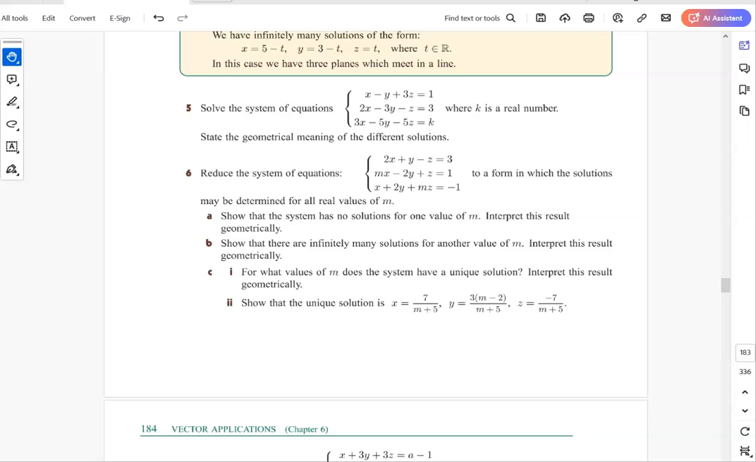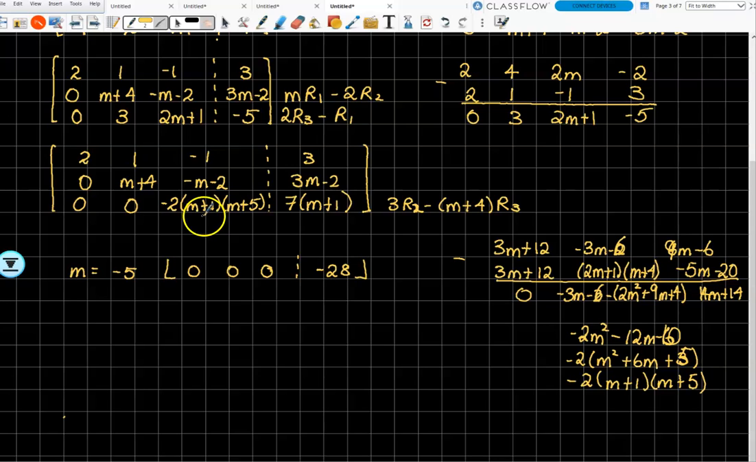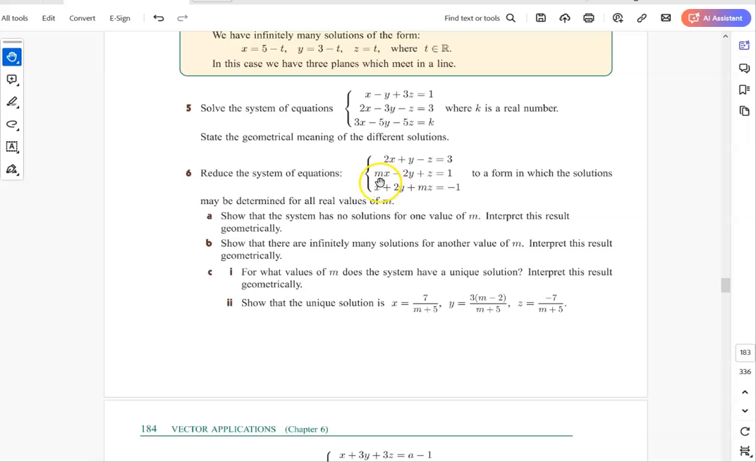Show that there are infinitely many solutions for another value of m. Correct. And we discussed that one before. So when we've got minus 1, 0, 0, 0, 0, boom. Obviously put it into that one, and that's when you're going to let the z be t. And so when you do that, let z be t, what does that mean? It means you've got infinitely many solutions, but they might be meeting along a line. To know what is exactly going on, once again, you would have to replace this with minus 1.